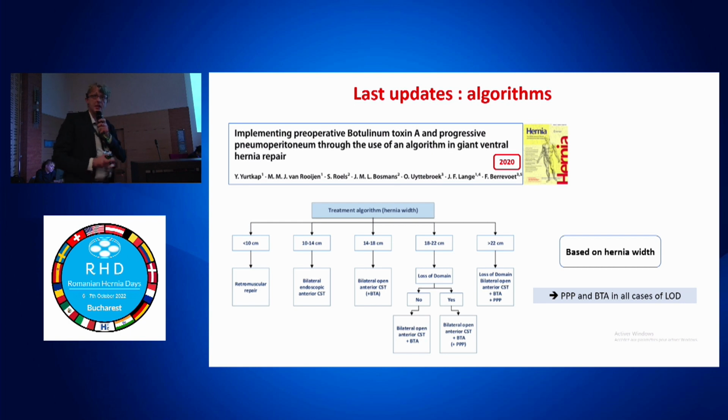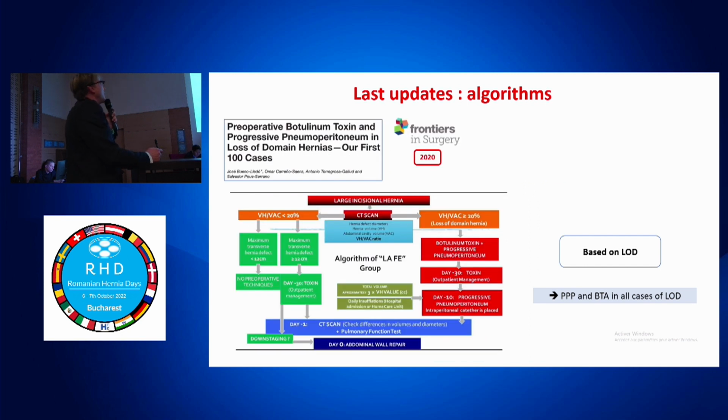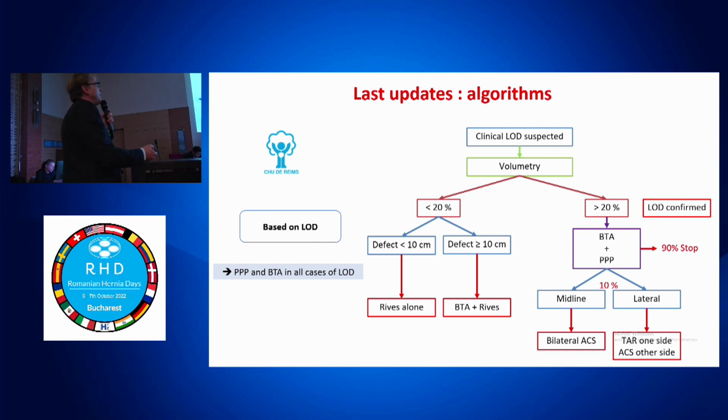So the last update and the last slides of this presentation is the algorithm. The objective is to find the place of the pneumoperitoneum, and the place of the Botox. Frederick Beroud from Belgium published his algorithm, and he used pneumoperitoneum for all his loss of domain, of course, and he always added the Botox. José Bueno from Spain also published his algorithm, and he also used the pneumoperitoneum and the Botox in all his loss of domain cases. It is our protocol, our algorithm, and we also use the Botox and the pneumoperitoneum for all our loss of domain, and we know that for 10% of our patients, it won't be sufficient, and we will add some component separation.